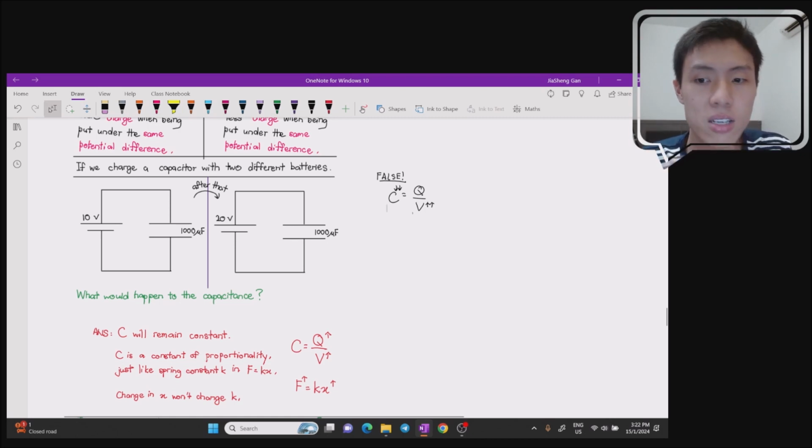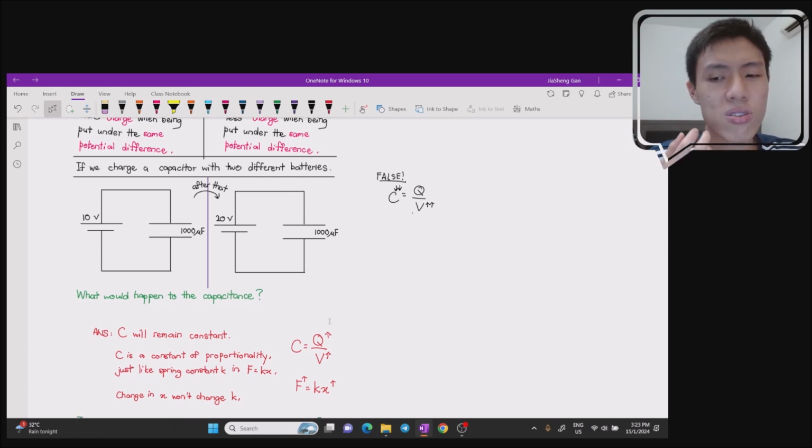Okay, bringing the idea over here, C is equal to Q over V. C, as I said earlier, is a ratio of Q to V. So what does it mean? This ratio here should be fixed. If I have a 1000 microfarad capacitor, then it's 1000 microfarad. So if I charge it with a larger battery, a 20 volt battery, what happens is I actually store more charge in the capacitor. By increasing the voltage of the power supply that it is connected to, you only increase the charge stored in that capacitor itself.